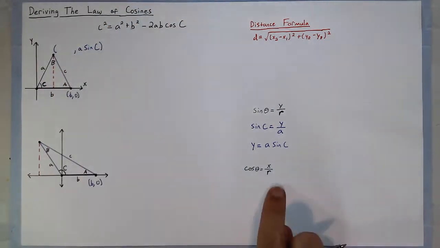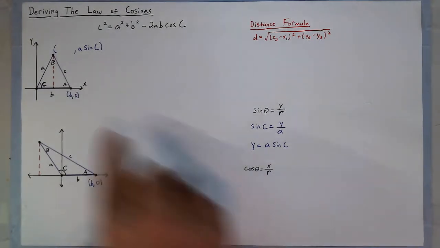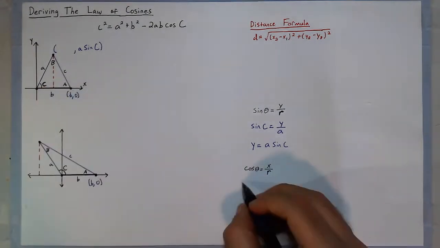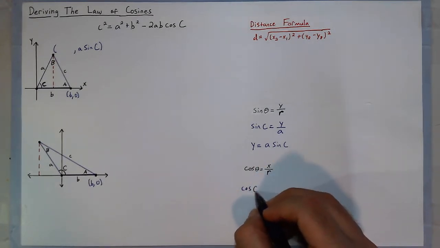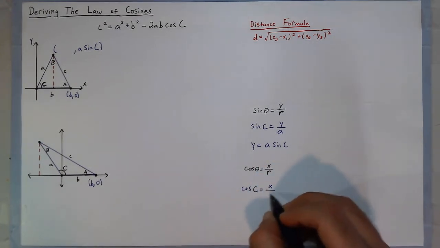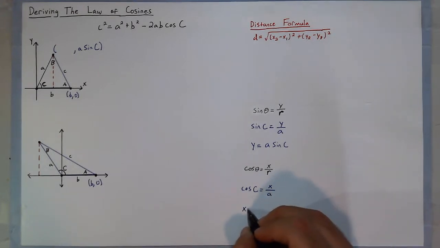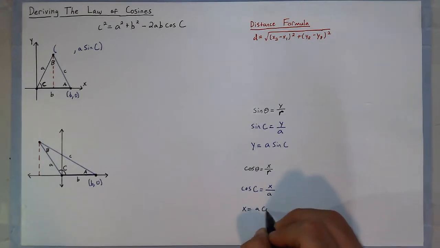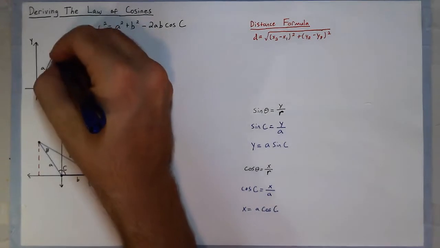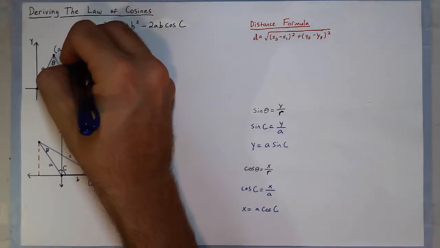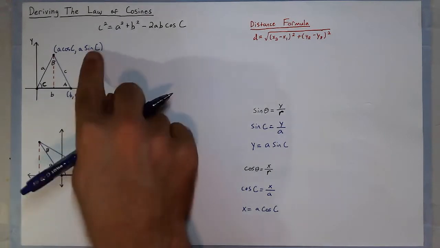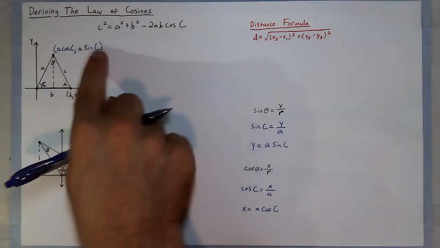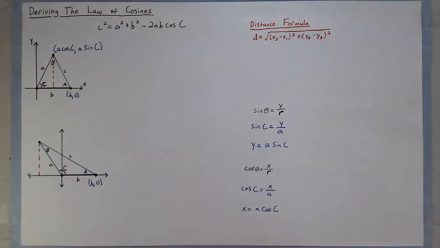And the x coordinate I can find in a very similar manner. The cosine of an angle is equal to the x coordinate over the radius. So cosine of c would be equal to x over the radius a. And x would be equal to a cosine of c. So that coordinate I'll write as a cosine of c, comma a sine of c, because these are the 2 values that I should know for my law of cosines.